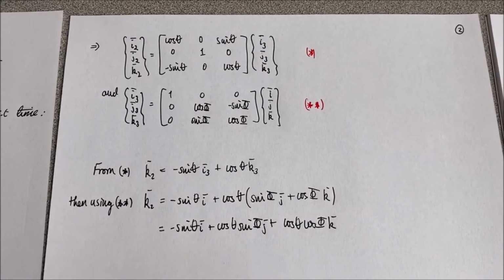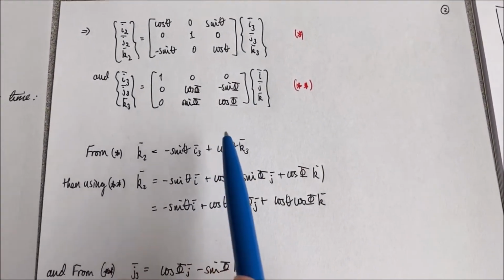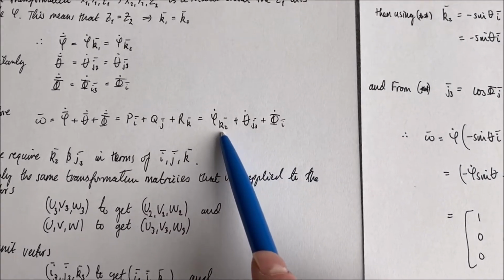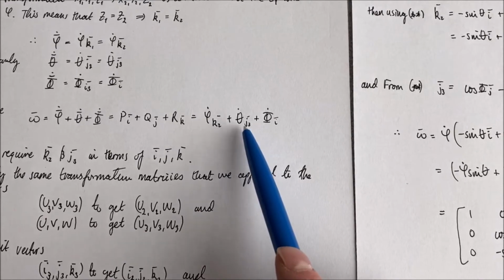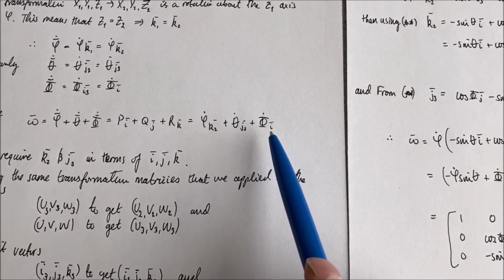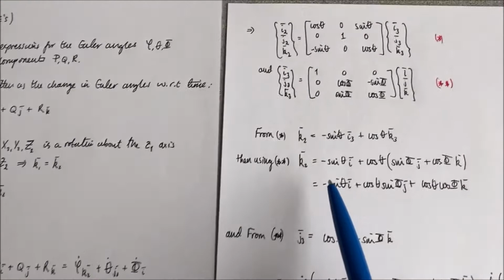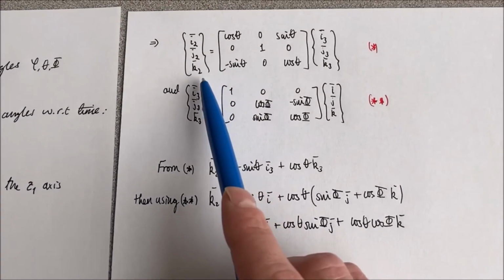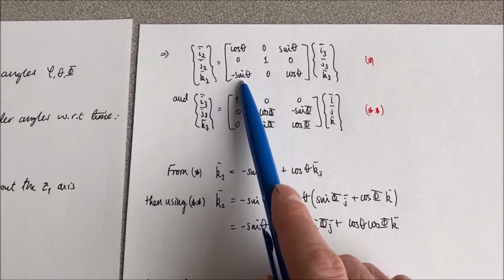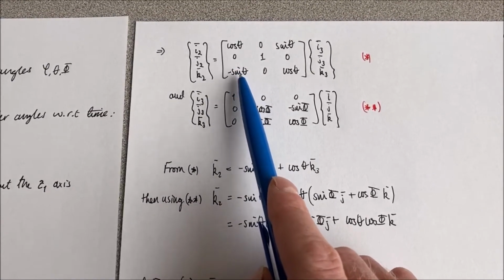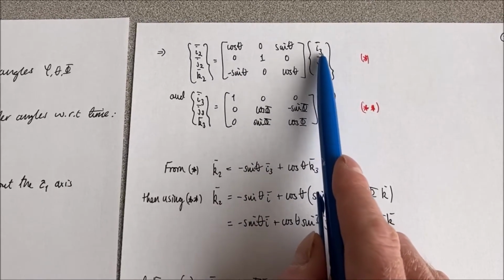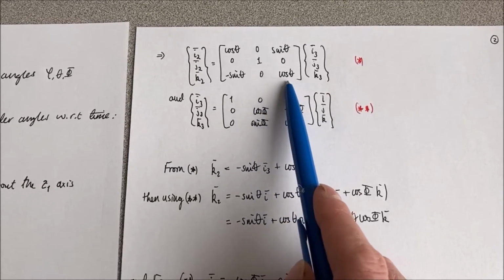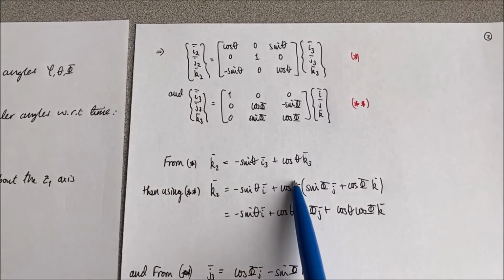So we can use these matrix transformations to find what k2 bar and j3 bar are in terms of the regular I, j, and k bars. So if we look up here, we need to find what k2 bar is. We say k2 bar is basically the negative sine of theta multiplied by I subscript 3 bar, nothing in the j3 direction, but then cos theta in the k3 direction, which is what I've written here.